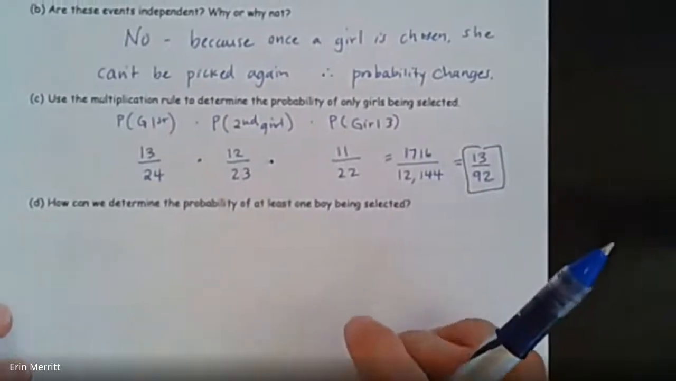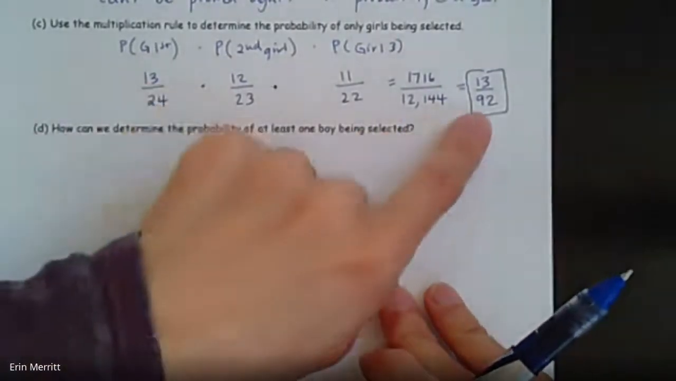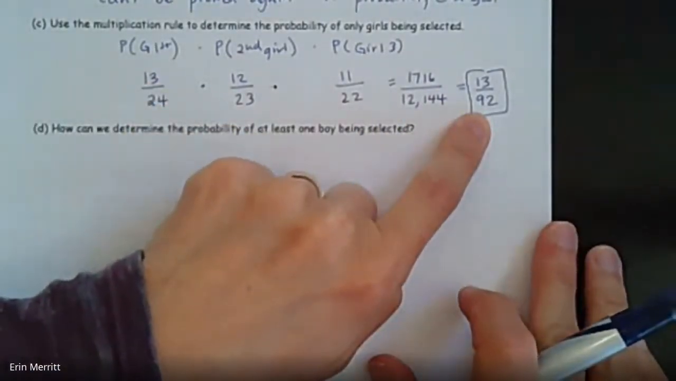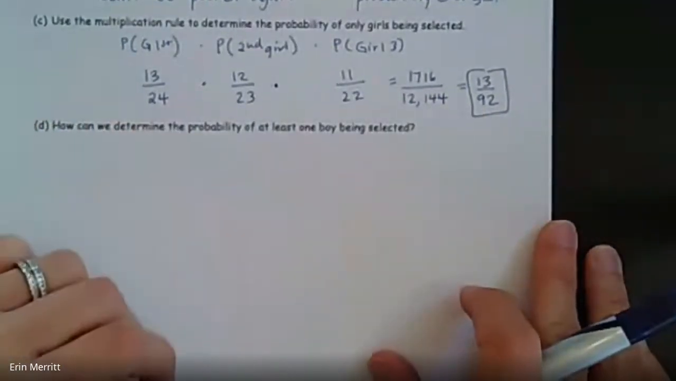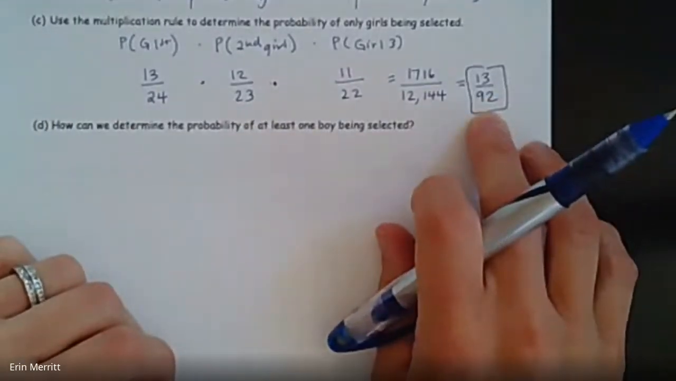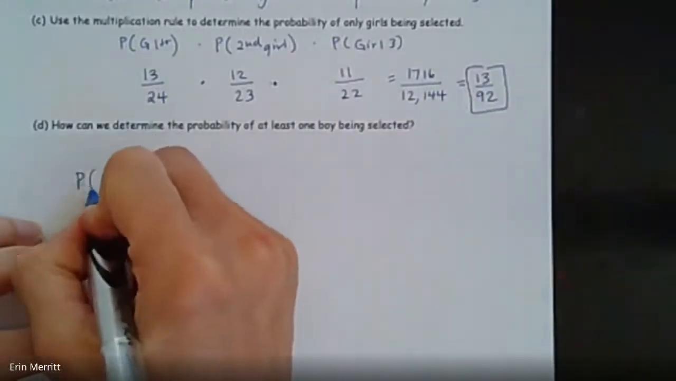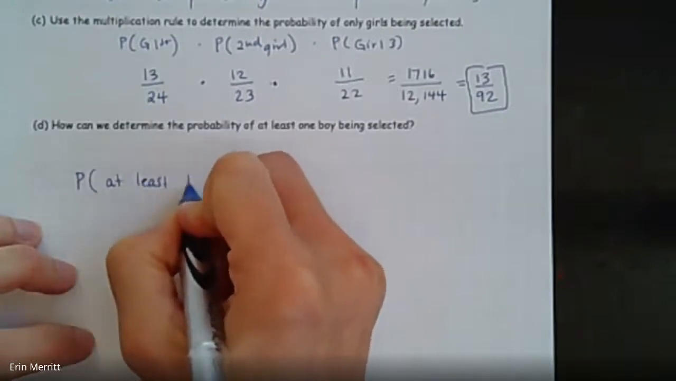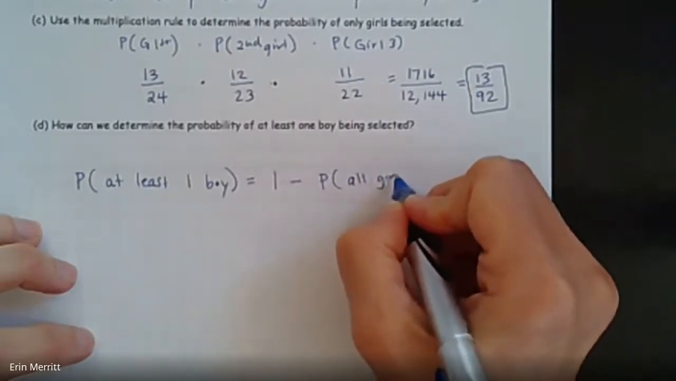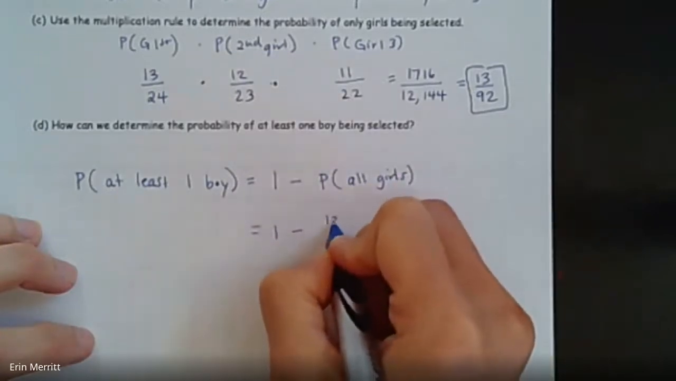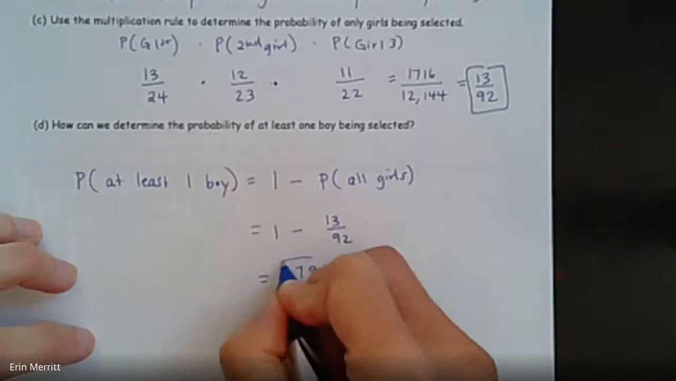How can we determine the probability of at least one boy being selected? If you think about it, if that's the chance that it's all girls, then every other scenario has to have at least one guy in it. It might have one, it might have two, it might have all three. If you figure out every other case, all the cases total should add up to 1. So the probability of at least one boy is 1 minus the probability of all girls. So 1 minus 13 out of 92 is going to leave us with 79 out of 92.